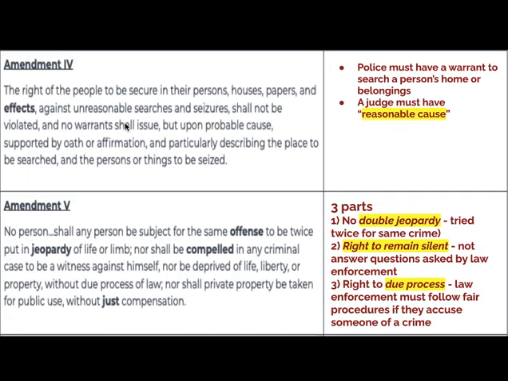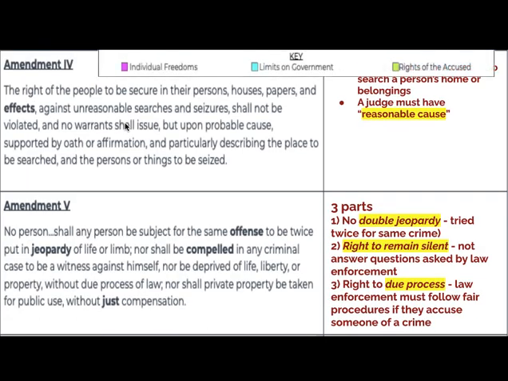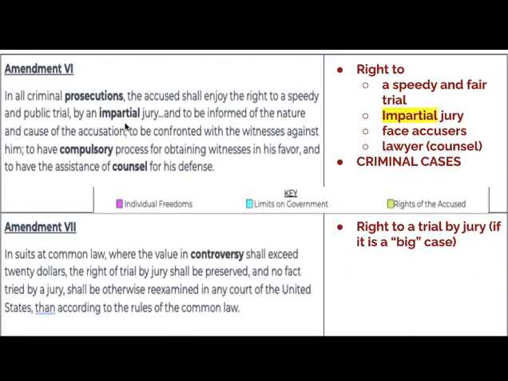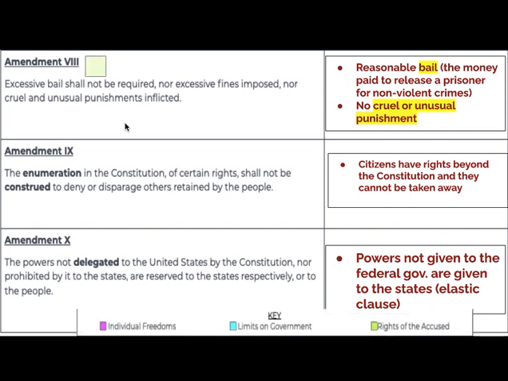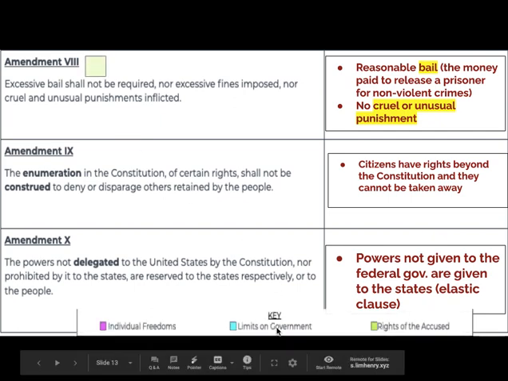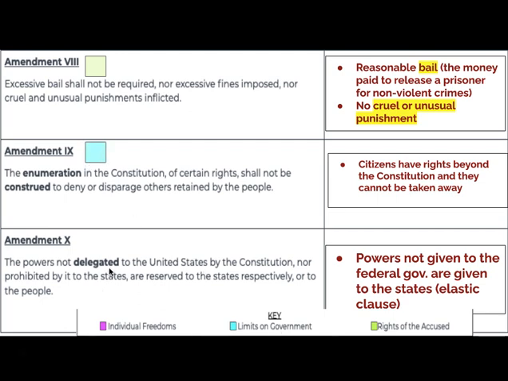So now think about the Fourth Amendment. Does this have to do with individual freedoms, limits on government, or rights of the accused? It has to do with the rights of the accused, so it's green. Same with the Fifth Amendment, the Sixth Amendment, the Seventh Amendment, and the Eighth Amendment. And then finally, the last one has to do with the limits on the federal government. So blue, as well as the 10th Amendment, which gives the rights to the states, that would be blue as well. So again, we can organize them into those three categories.